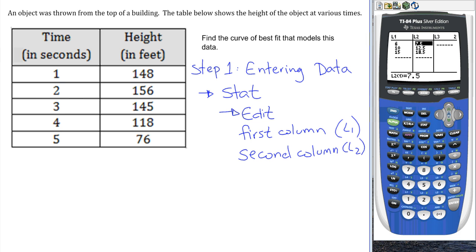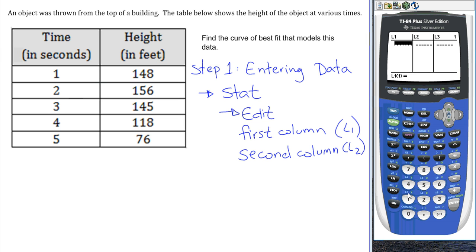So I'm going to go over here, up here at the top, and clear it out. Oh, there we go. And then over to L1, clear, enter, and it goes away. So now I can enter in my time for list 1.